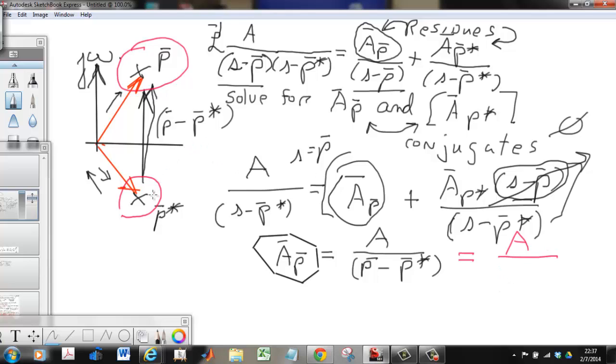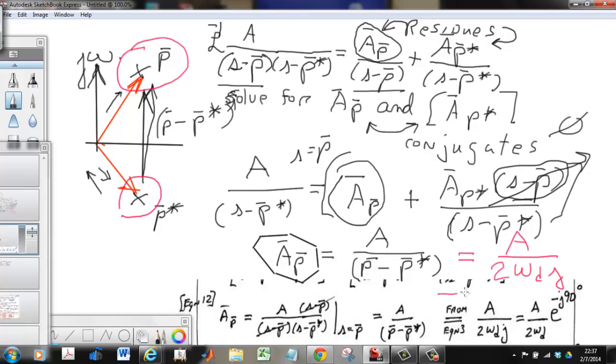and we know that P minus P star is going to be equal to 2 omega d times J, or you could put that in the angle form. The residue is going to be equal to A over 2 omega d e to the minus J90. In other words, this is going to be e to the J90 in the denominator, and if I want to move the angle from the denominator to the numerator, then I just have to change its sign. So if this is e to the J90 plus, it'll be e to the minus J90.